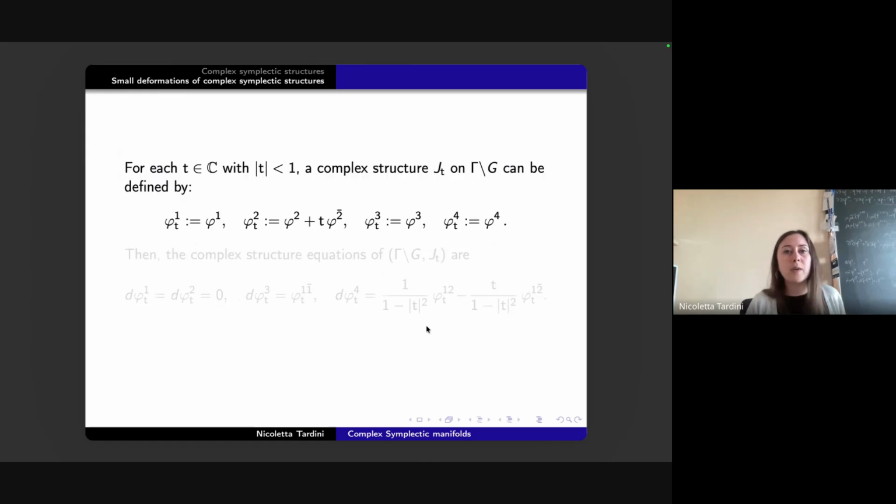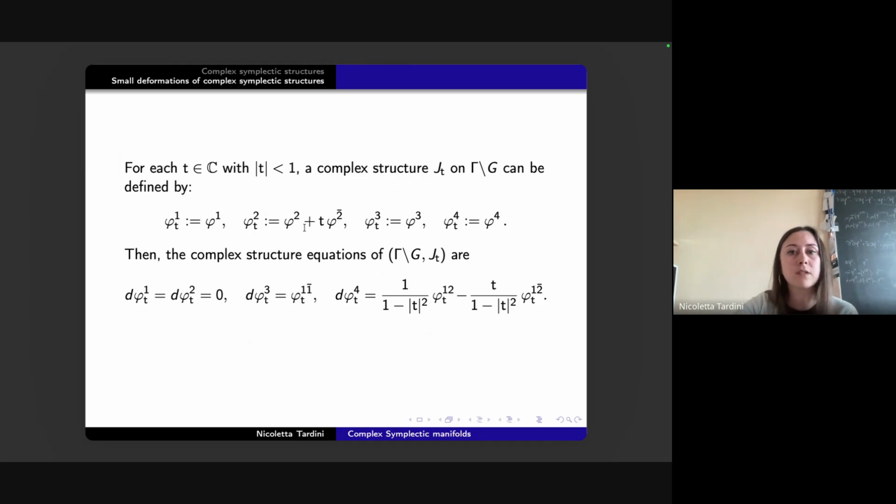And then we consider this deformation. So we deform the complex structure by this small parameter t in this way. So Phi1, Phi3, and Phi4 are not changing, but then we deform Phi2 in this way along Phi2 bar. So then it's a direct computation to show that for this new manifold, this is a new complex structure, so these are the (1,0)-forms for this complex structure.